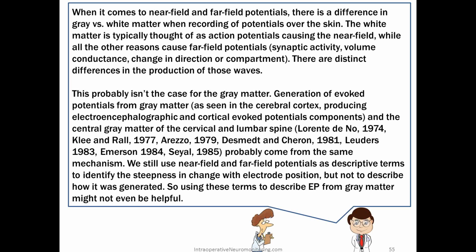Generation of evoked potentials from gray matter, as seen from the cerebral cortex, producing electroencephalographic and cortical evoked potential components, and the central gray matter of the cervical and lumbar spine, according to a bunch of those studies, probably come from the same mechanism. We still use near field and far field potentials as descriptive terms to identify the steepness in the change with electrode position, but not to describe how it was generated. So using these terms to describe evoked potentials from gray matter might not even be helpful. And this is just kind of an awareness thing, a nomenclature thing for you.